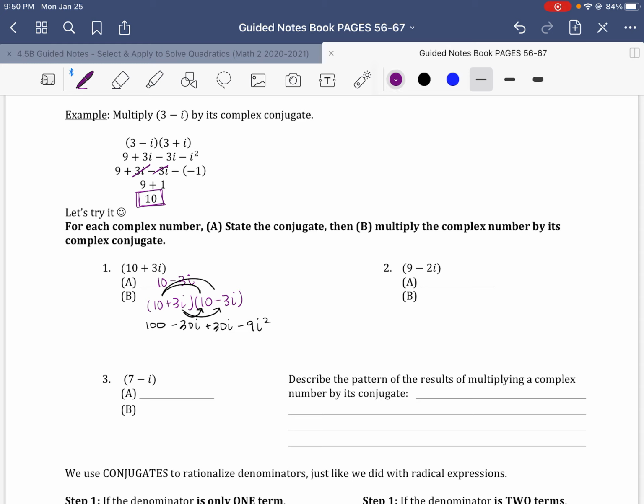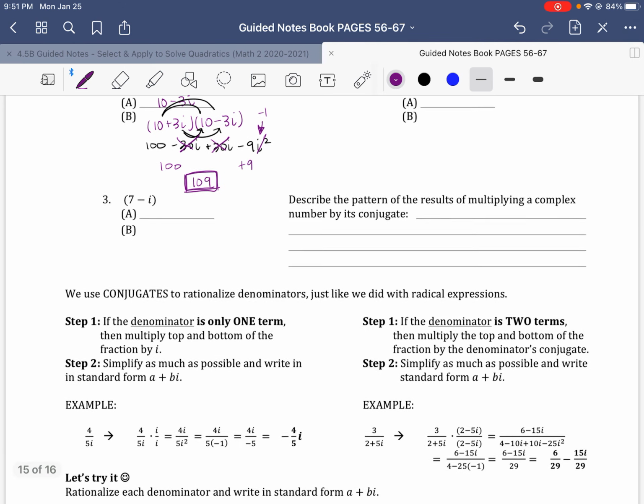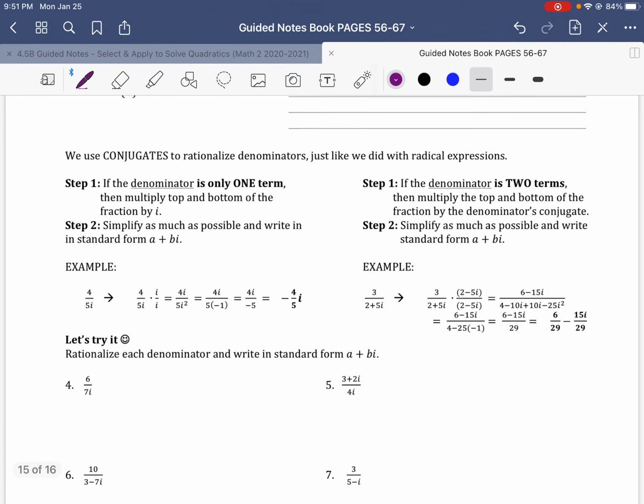So as I simplify this, again, the negative 30i and positive 30i are going to add to 0 or cancel out. And then remember, i squared over here on the end is always equal to negative 1. So if I do negative 9 times negative 1, that gives me just a positive 9 there on the end. I still have this 100 up front, so total, when I add that together, it's going to be 109. Again, it always results in some sort of real number. The imaginary part will go away. So we use these conjugates to actually help us divide complex numbers, or in other words, rationalize denominators, just like we did with radical expressions.